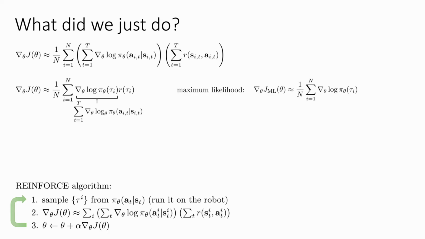So compared to the maximum likelihood gradient, which just makes everything more probable, right? Maximum likelihood just takes all of your data and makes it more likely. This one multiplies it by r tau, which means that things with bad rewards will actually be made less likely.